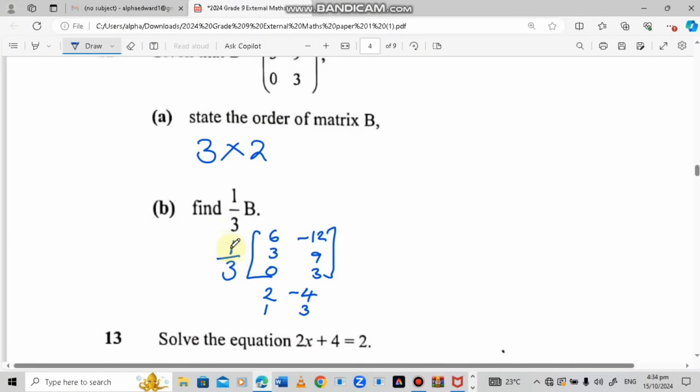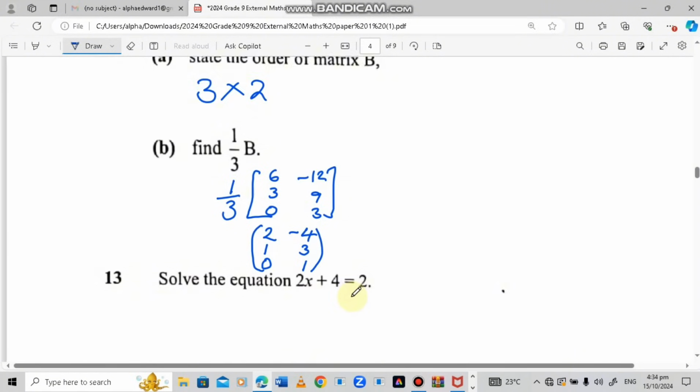Then 0 is coming there. 0 over 3, or 0 divided by 3 is 0. Then this 3 is coming the same as it's coming there. 3 over 3 is 1. Okay, so this is the matrix 1/3 of B, or 1 over 3 times B. So this is the answer.